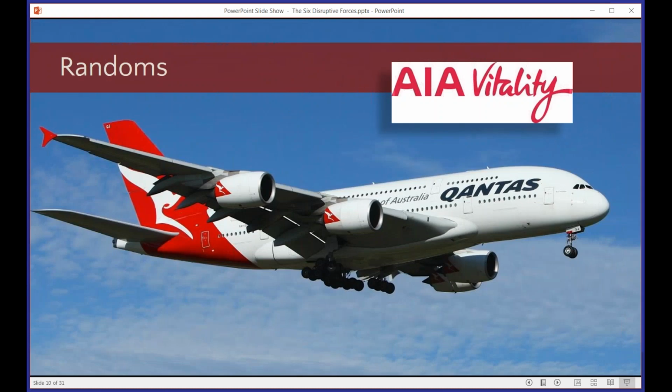The next kind are the randoms. These are industries or businesses that disrupt you without even trying. My insurance is with the AIA, and as part of my membership of AIA, I get a 10% discount or 10% rebate every time I book a Qantas flight.